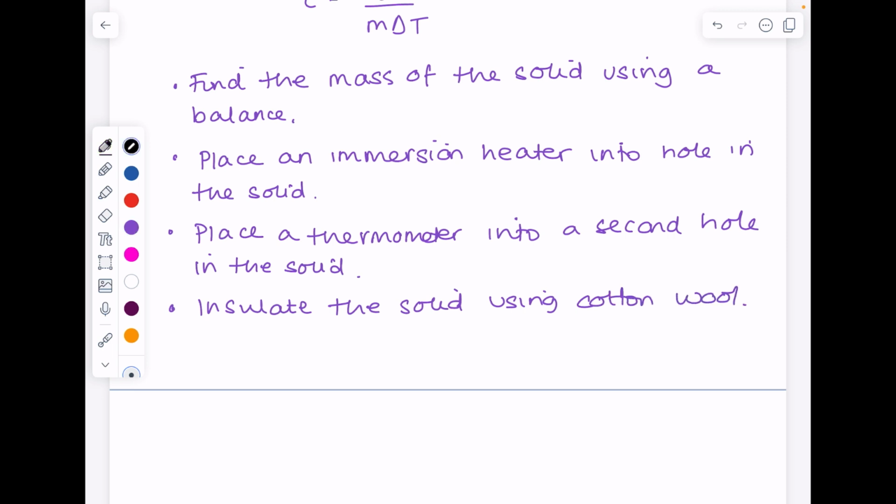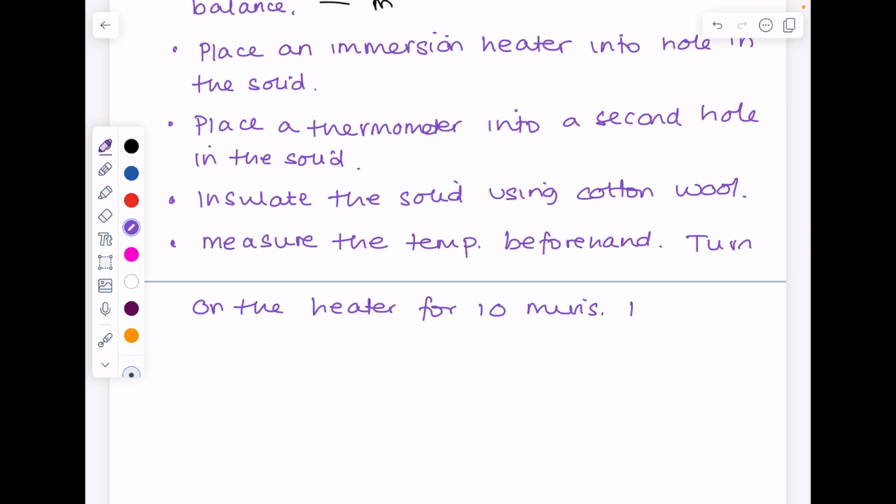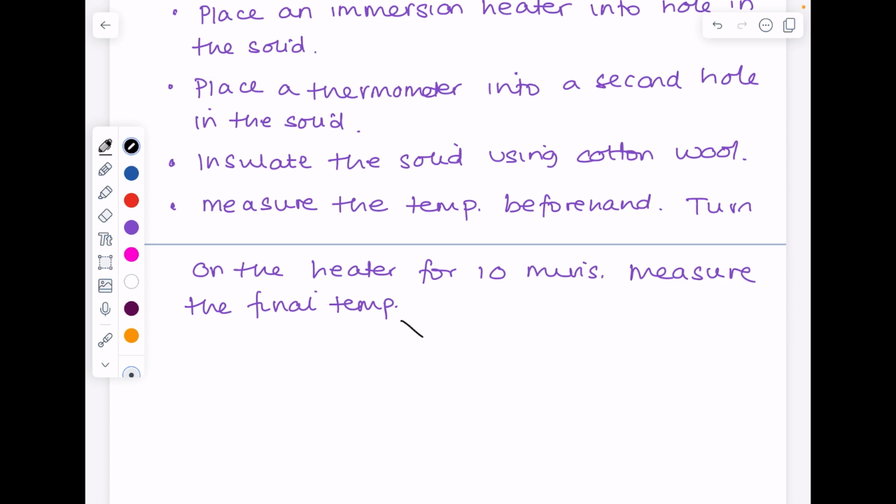So we know that we can find the mass, m, using the balance. To find delta T, so change in temperature, we want to measure the temperature before, turn on the heater for 10 minutes, and then measure the final temperature. And so because you found the final temperature and the initial temperature, that will enable you to find delta T.